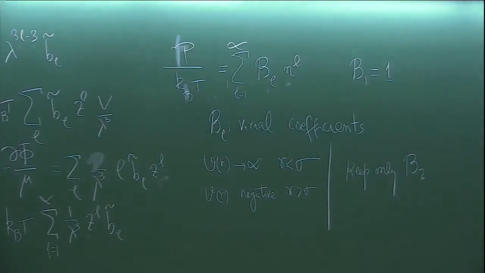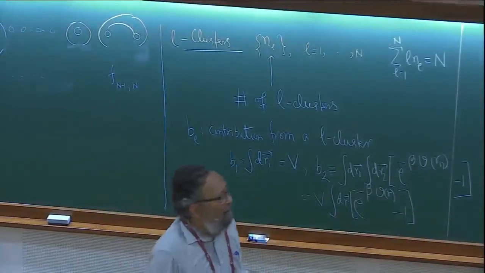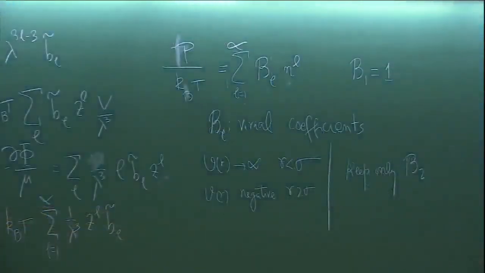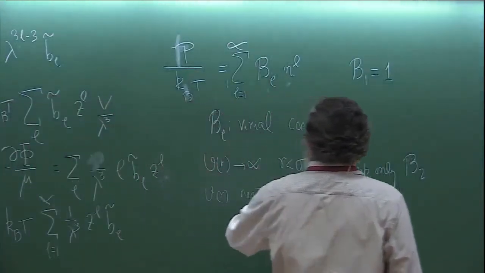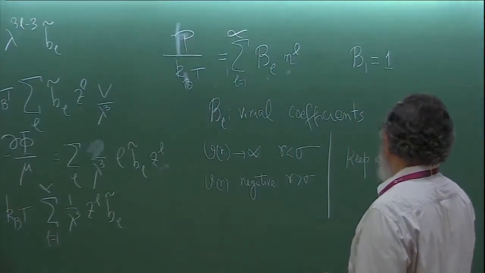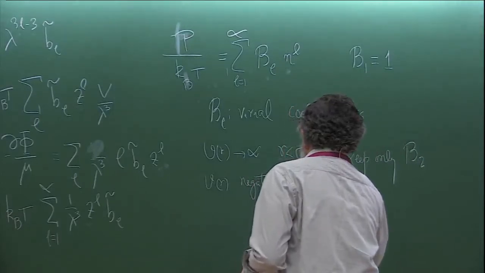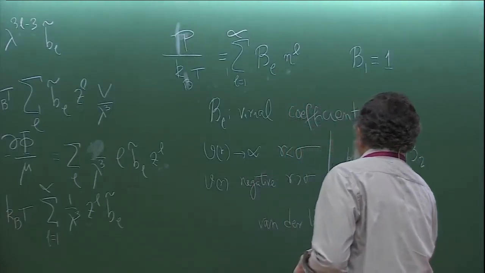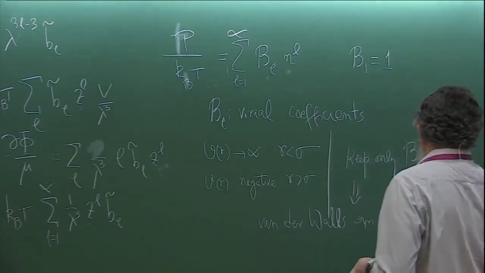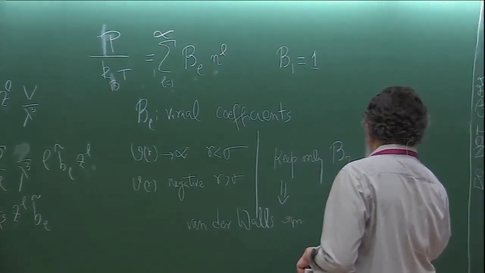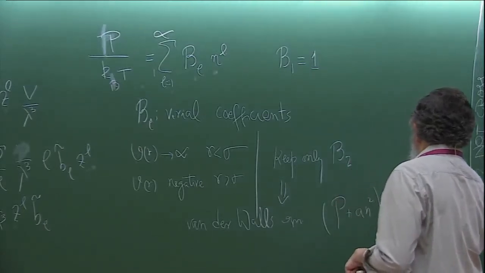And the point is, if this perturbation expansion is going to be good, then under certain circumstances, just by keeping the first non-trivial term in the perturbation expansion, one should get an equation of state which is reasonable. It's an exercise that I leave for you to do. You keep only B2, and you assume these properties of this interaction potential, and then you will see that this will lead to the van der Waals equation of state, which will be P plus A n squared times 1 over n minus B.